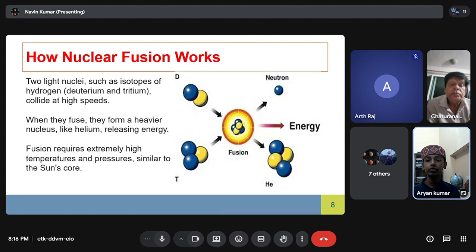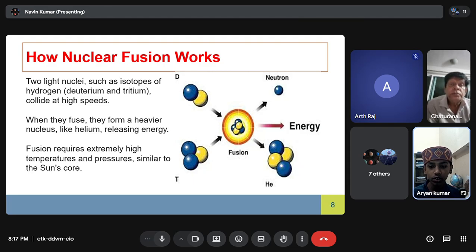How nuclear fusion works. Two light nuclei such as isotopes of hydrogen, deuterium and tritium, collide at high speeds. When they fuse, they form a heavier nucleus like helium, releasing energy. Fusion requires extremely high temperatures and pressures similar to the sun's core.